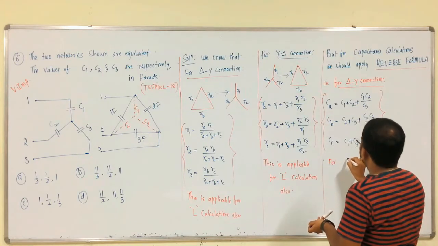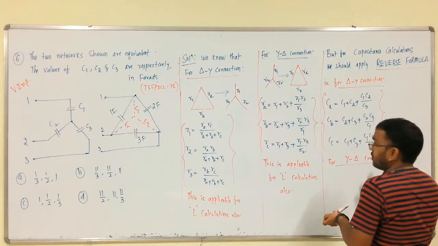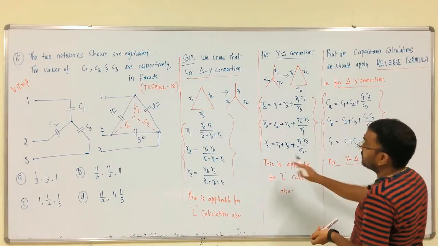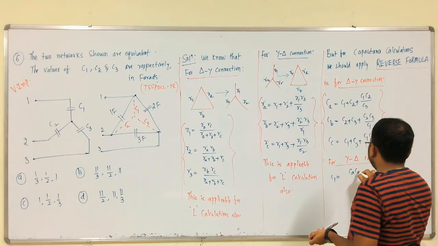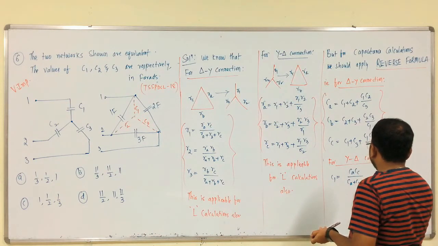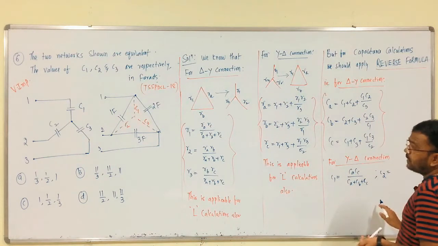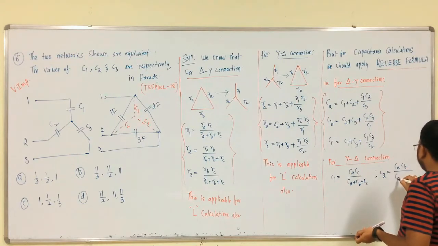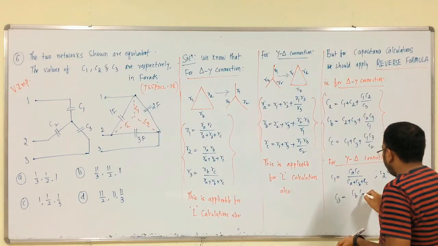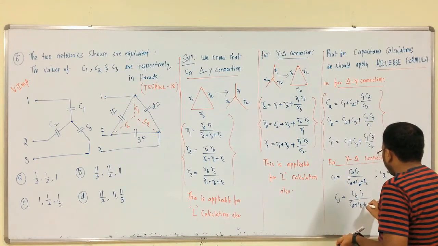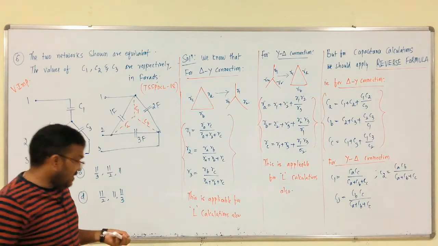For star to delta connection, see what we have to apply, we have to apply this formula. C1 is equal to what? Ca Cc by Ca plus Cb plus Cc. C2 is Ca Cb by Ca plus Cb plus Cc. Like this, C3 is equal to what? Cb Cc by Ca plus Cb plus Cc. So, these are all formulas for capacitance calculations.